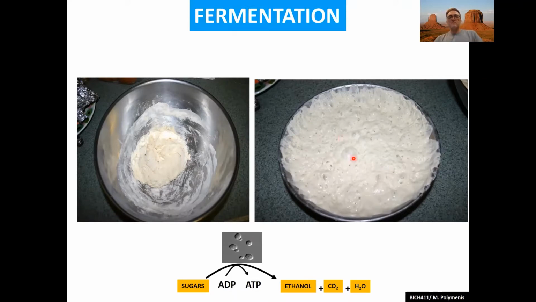24 hours later, and you have a wet dough now. That's the water. You have the CO2. You can see the bubbles here, and of course, it smells great. You got the ethanol, and that's a visual of the entire glycolysis and fermentation. And the kids loved it at the time. I had baked it also as a full-blown bread, and they loved eating it.